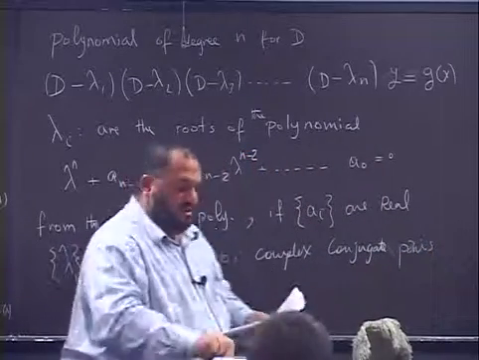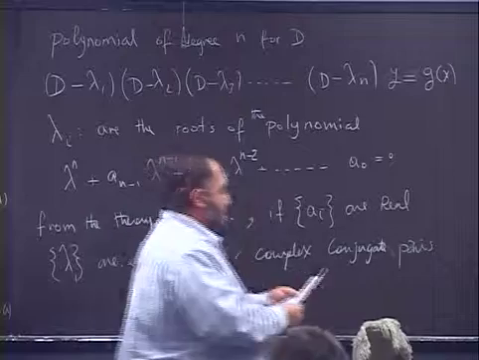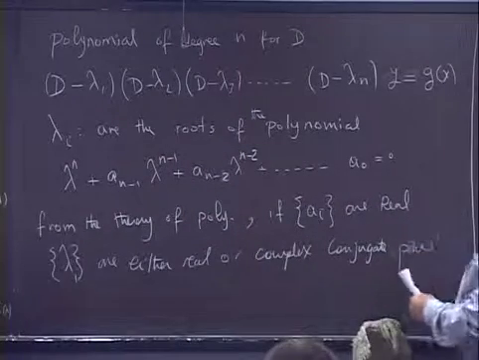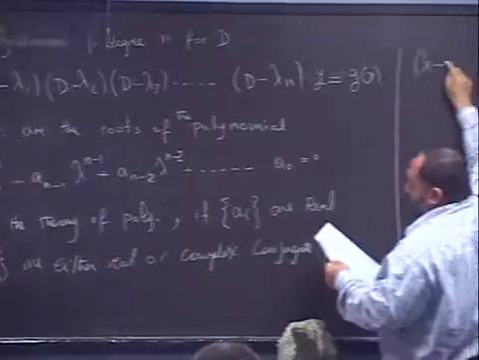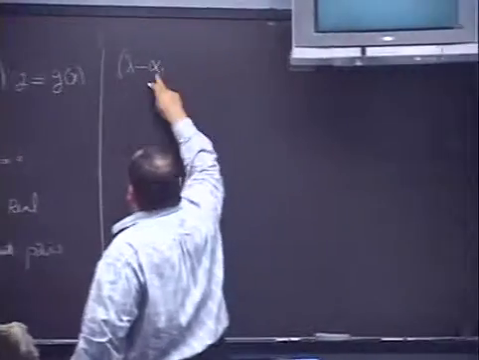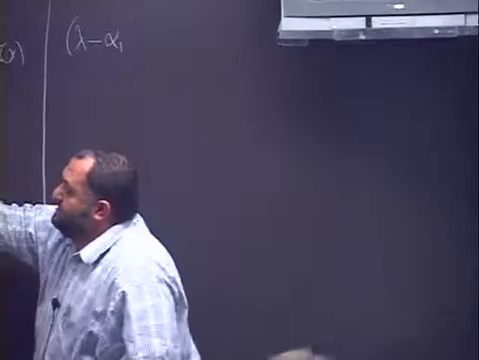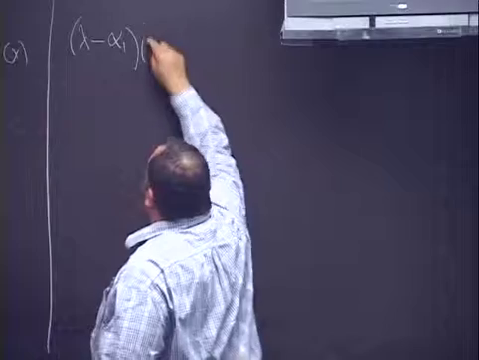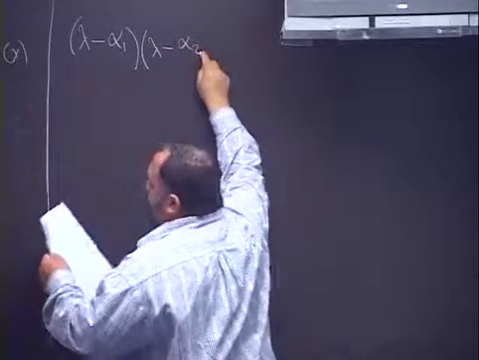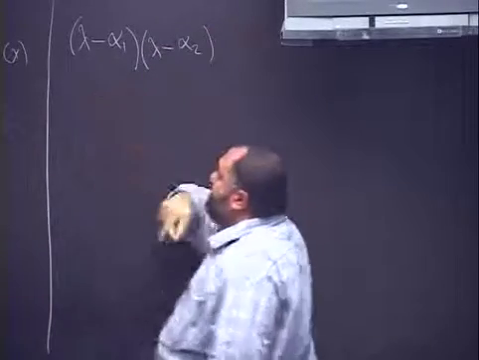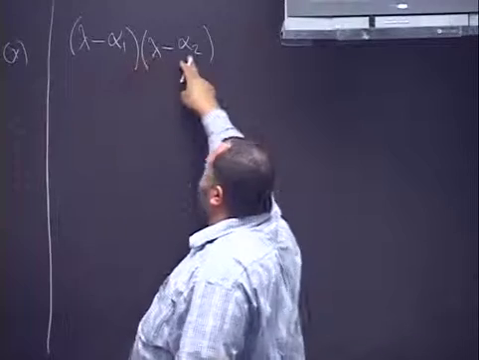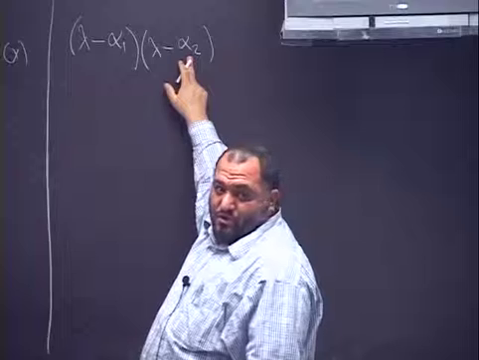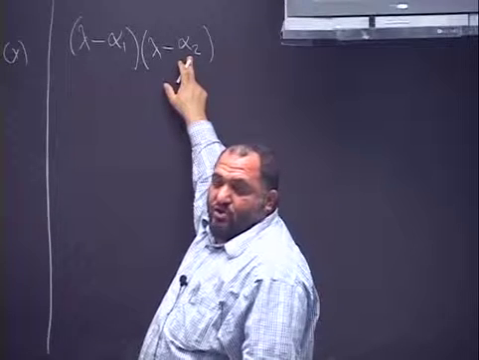So they are either real or complex conjugate pairs, and in order to show this, let's assume that we have lambda minus alpha 1 is one of the roots. We will solve this polynomial now. So we have lambda minus alpha 1 multiplied by lambda minus alpha 2 multiplied by, let's assume that alpha 1, alpha 2 are two distinct real value roots, and we have also a complex conjugate pair.